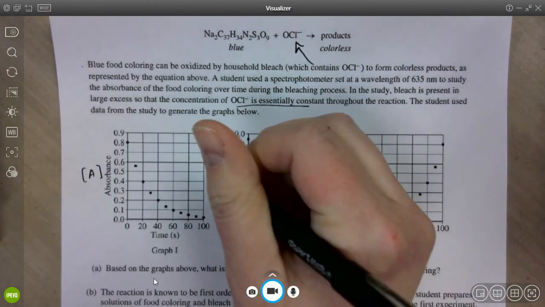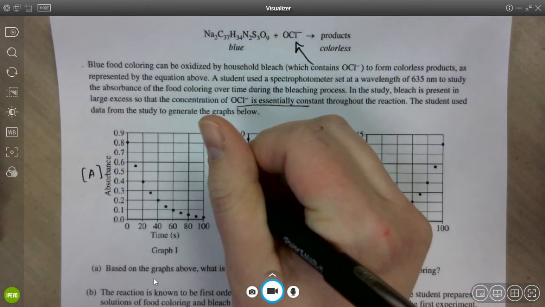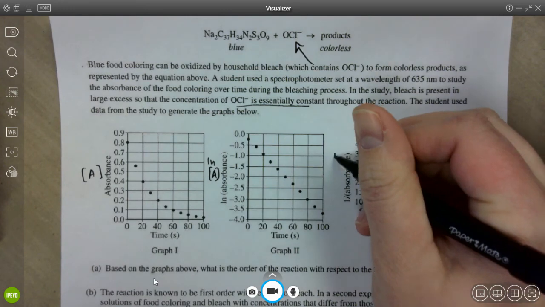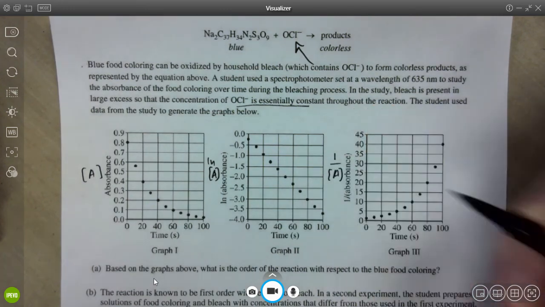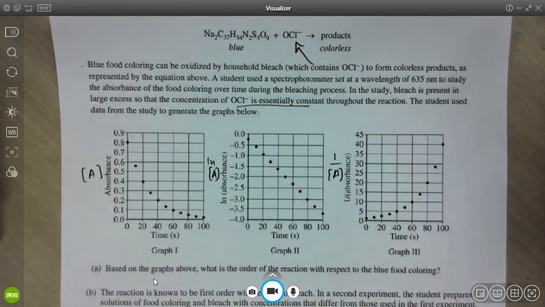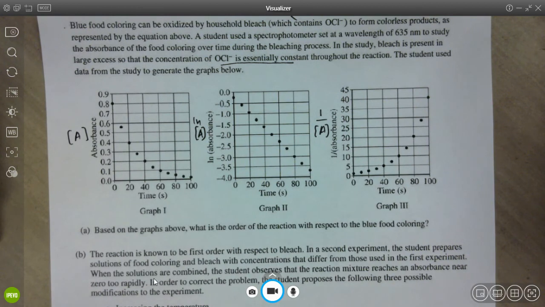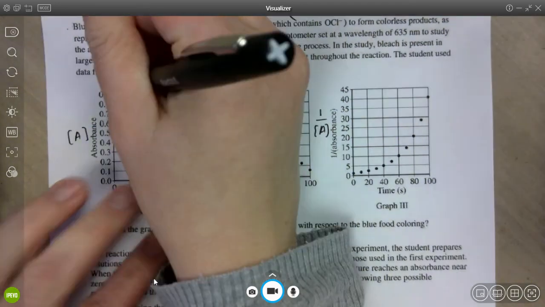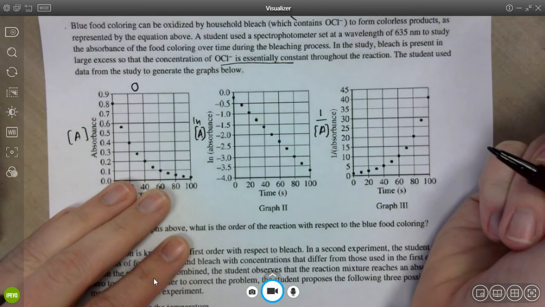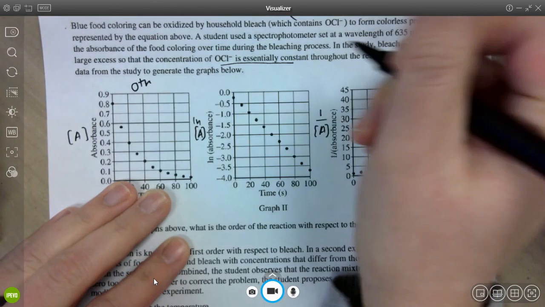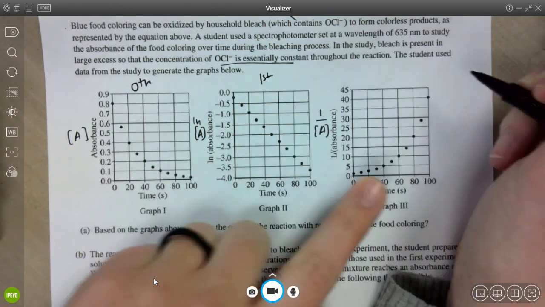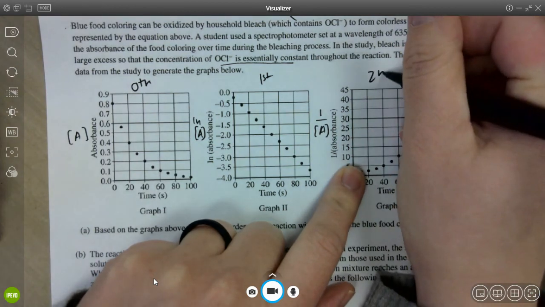Concentration, natural log of concentration, and then 1 over concentration. So again, it's not exactly the same, but it's not dissimilar. So it says, based on the graphs above, what is the order of the reaction with respect to the blue food coloring? So again, if we think about our graphs here, concentration versus time is 0 order. It's a 0th, if you want to call it. Natural log is first, and then 1 over A is second.